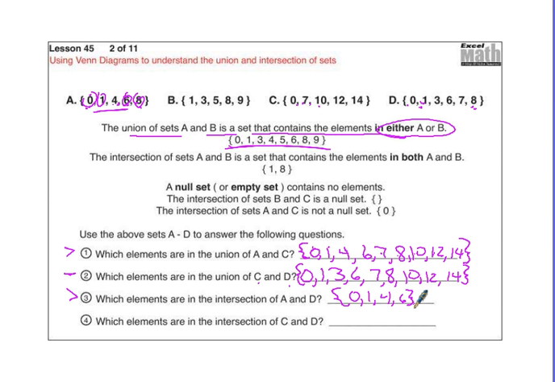Pause the video, do number 4, turn it back on when you're ready for the solution. Okay, the intersection of C and D, I see a 0 in each one. I see a 7 in each one. And then the rest of these are too high. They would be out here. So 0 and 7 with brackets around it.